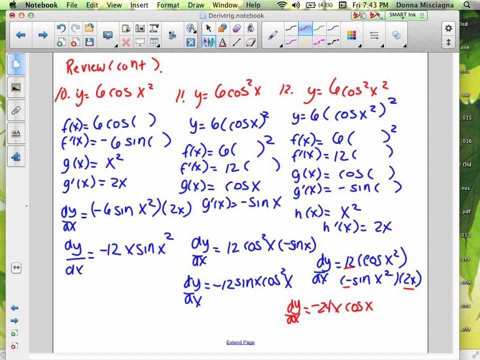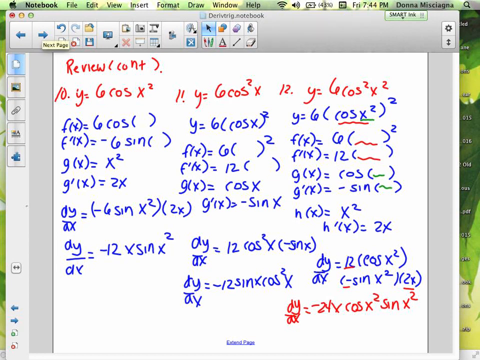Cosine x squared sine x squared. And there's our derivative. So this goes right there. That's the blop for that portion. Oops. And it's the same blop. Just the x squared goes here. Okay. And now we're all done.